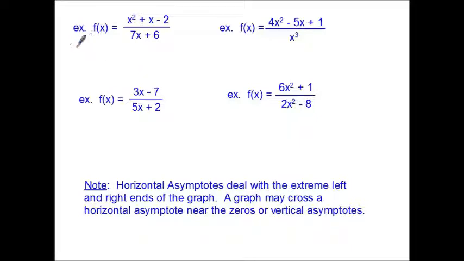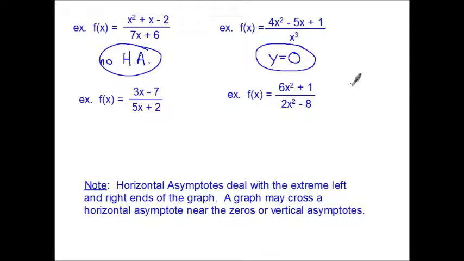Okay, our first example here, I've got my function, and I'm just looking at the degree of the top versus the degree of the bottom. I've got degree 2 on top and degree 1 on the bottom. The degree on the top is bigger than the degree on the bottom, so I've got no horizontal asymptote. Moving on to the second one, the degree on the top is now smaller than the degree on the bottom. Since that's the case, by our set of rules, and feel free to graph that, I've got y equals 0 as my horizontal asymptote.